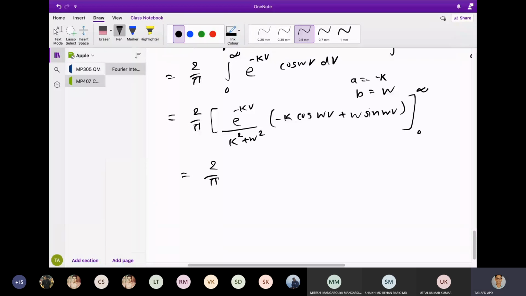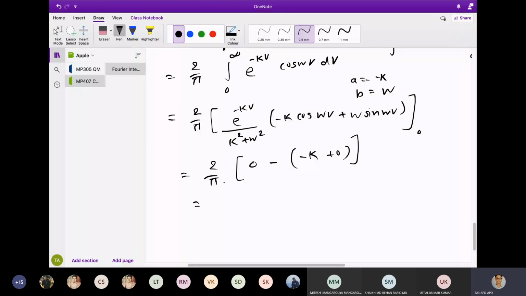So this is going to be equal to 2 by pi, and first e raised to minus infinity is going to be equal to 0, and the second one is going to be equal to, remember we have v as a parameter of integration, so we will be having 0 minus k cos wv. Cos 0 is going to be equal to 1, so minus k, and sin 0 is going to be equal to 0. So this is going to be equal to 2k by pi.